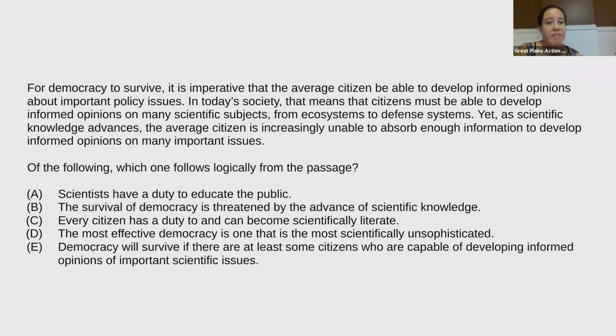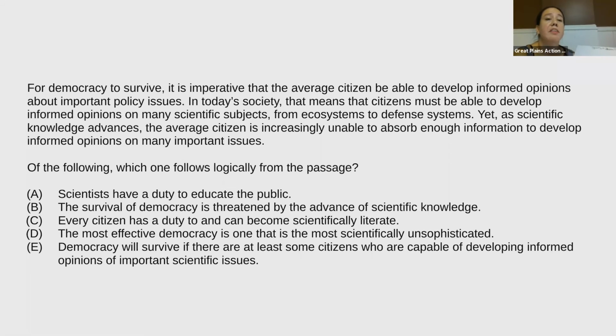Of the following, which one follows logically from the passage? All right, when we see that something follows logically, we interpret that formally, so we're going to be looking at the structure. We see a bunch of translation indicator words in there. So let's try to get the argument premises isolated and see what follows.